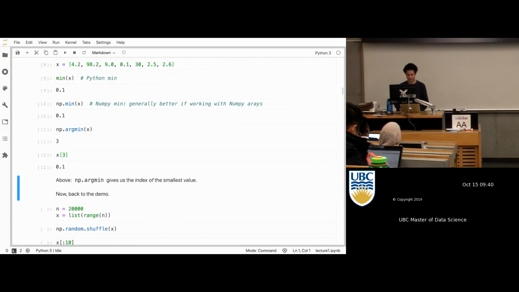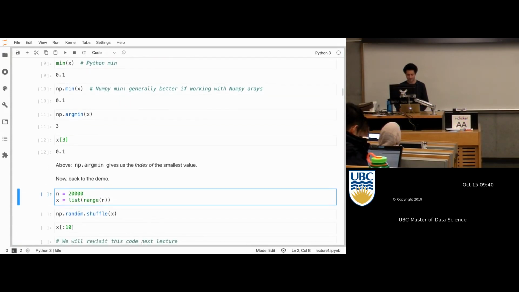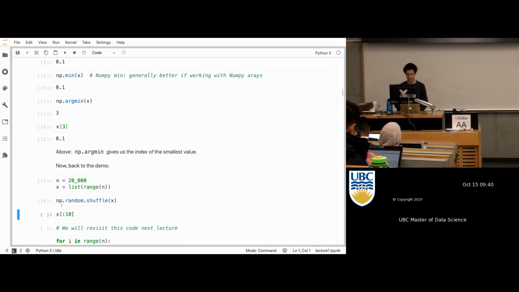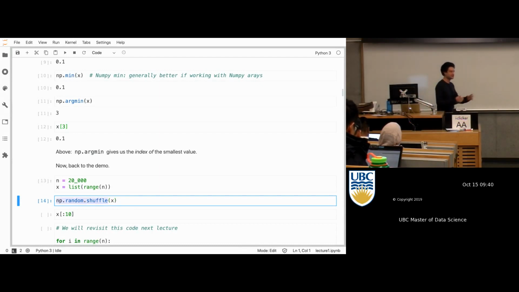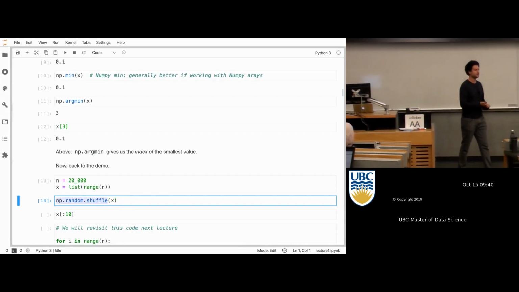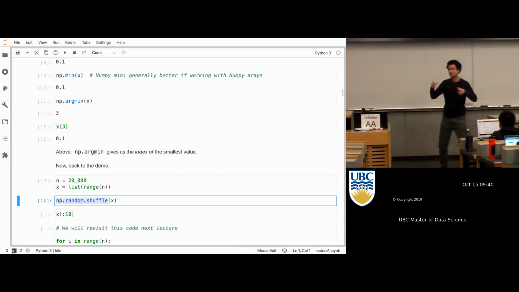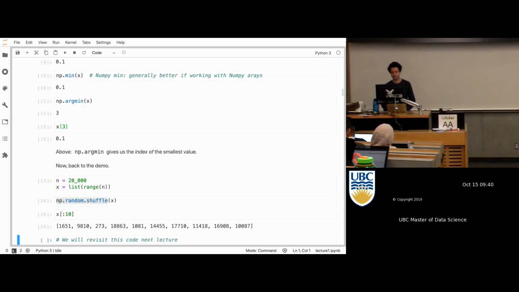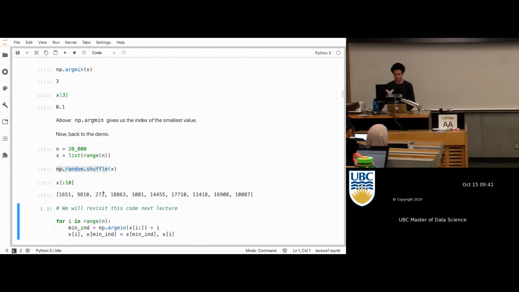Okay, back to the point. So here I have making n 20,000. I'm making a list of these numbers. Now I'm shuffling them. So by the way, numpy.random.shuffle is one of those functions that modifies the thing itself. Remember, we talked about that in the last course. Some functions can modify x itself. So when I look at x, it's no longer in order. It's just some numbers between 0 and 20,000 minus 1.